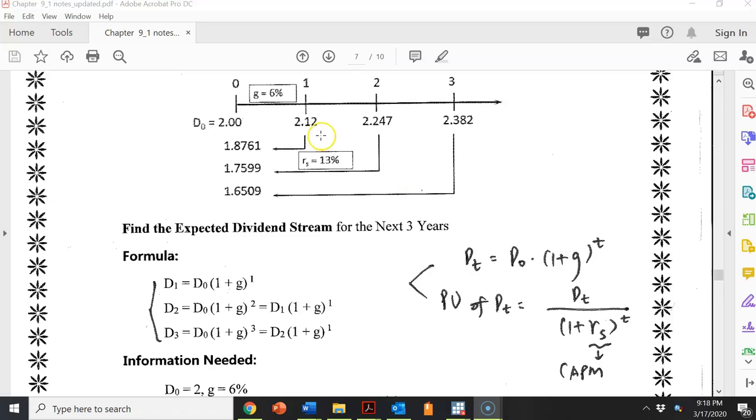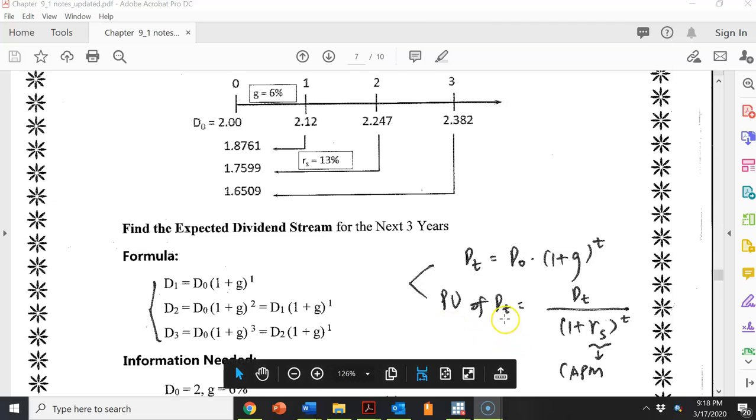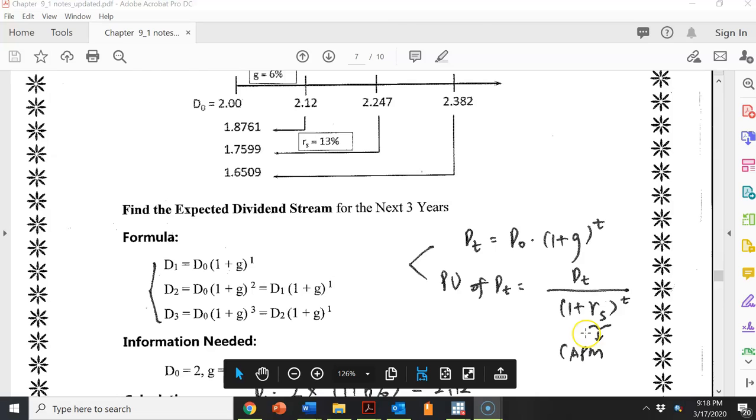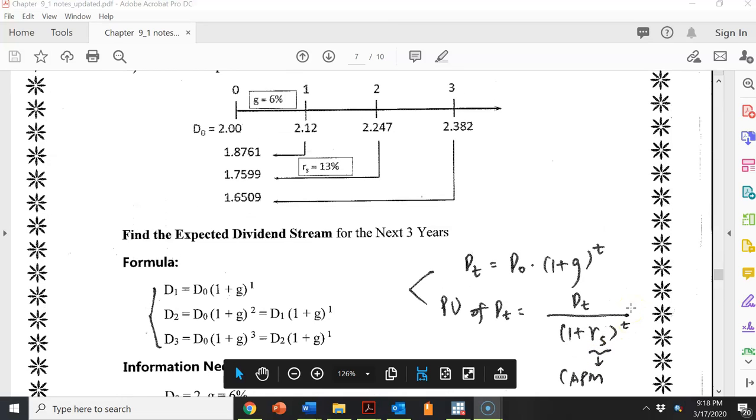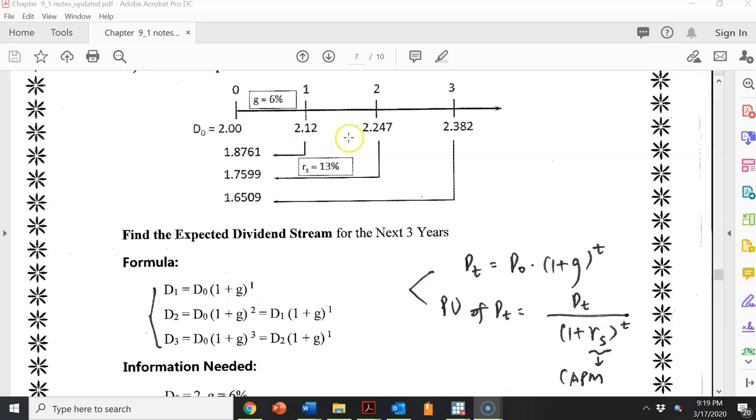in order to get D1, D2, D3, we use D0 multiplied by 1 plus G to the power of T, according to the formula, because we know dividends grow at G. And for present value of DT, we use DT divided by 1 plus RS to the power of T. Okay, and RS is given 13%. It's the same as the RI in the CAPM. So we can just use these 3 numbers, discount by 1 plus 13% one by one.